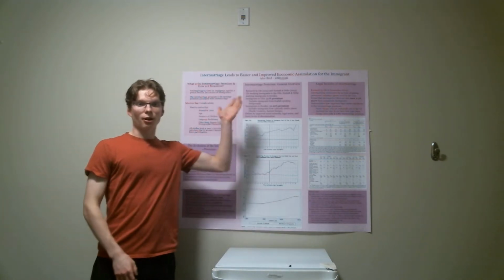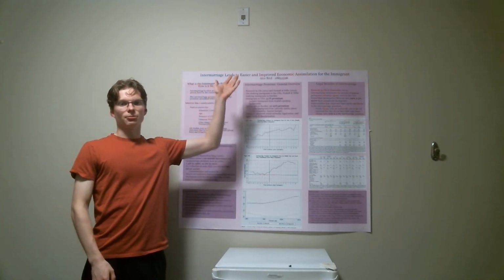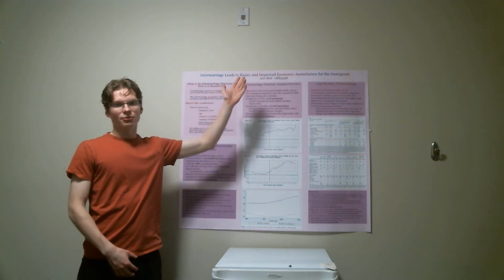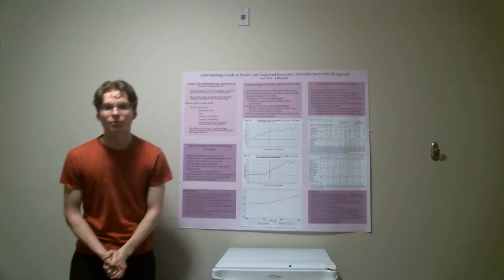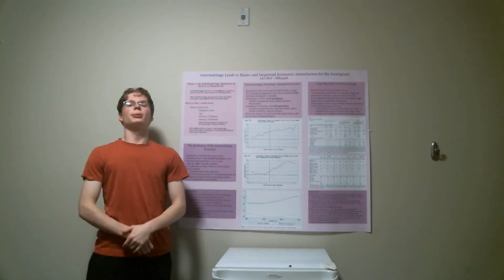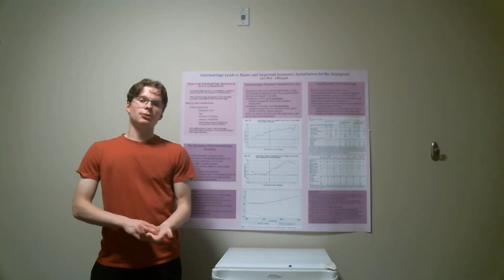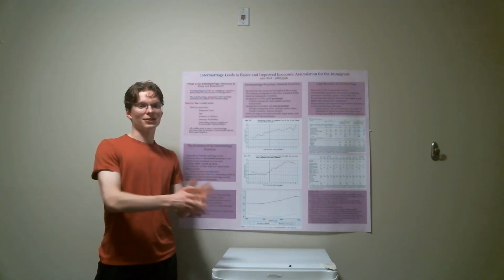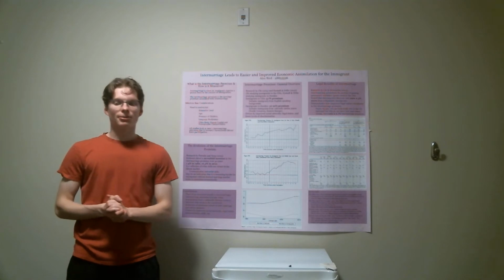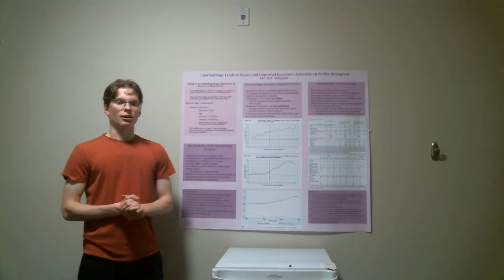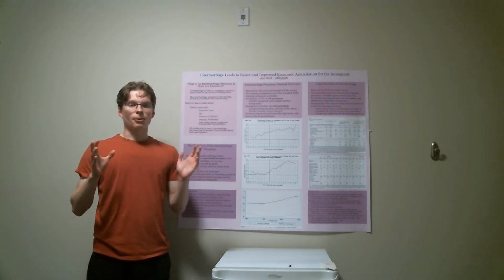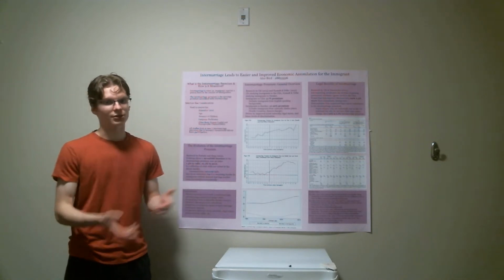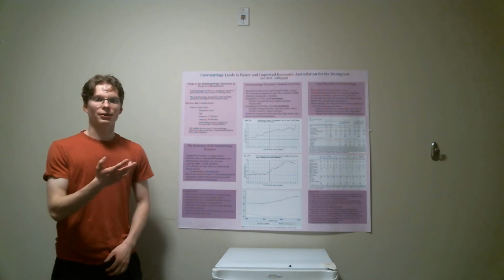So my hypothesis is that intermarriage leads to easier and improved economic assimilation for immigrants. So what is intermarriage? Intermarriage is when an immigrant marries a person who was born in the country that the immigrant has immigrated to, and the intermarriage premium is our main measure of the economic assimilation, and that's just the earnings premium associated with intermarriage.